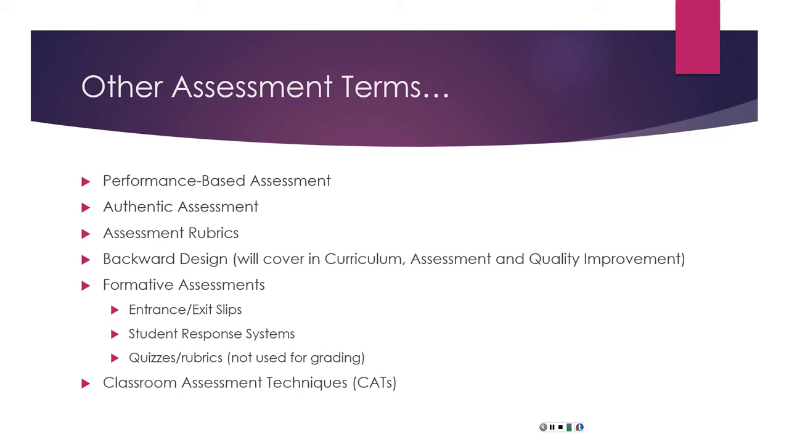Other ideas for you to research include rubrics and backward design, which will be covered in curriculum assessment and quality improvement. I also encourage you to research the variety of formative assessments available and see which ones best fit your area of work. You can also examine classroom assessment techniques, or CATs, which are specific strategies that are non-graded, anonymous in-class activities designed to give you and the learner useful feedback regarding the teaching and learning process as it is happening.